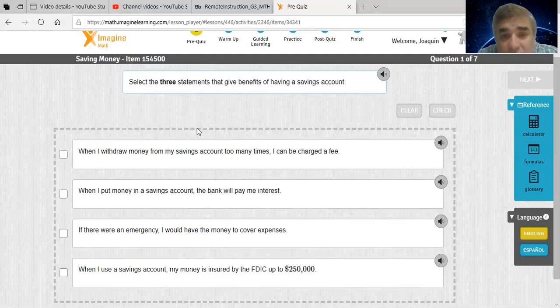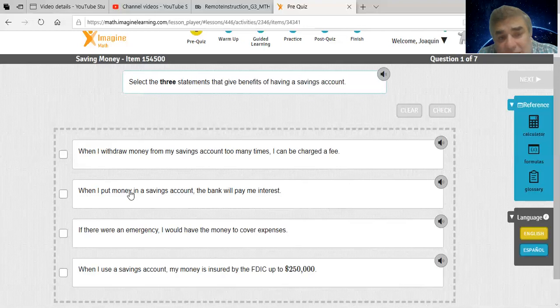Well, let's see which ones are real answers. It says select 3 statements. So 3 statements must be correct and 1 is not. Let's see. When I withdraw money from my savings account too many times, I can be charged a fee. Well, if they charge me a fee, that's not a benefit. That's not a pro. It's a con. It's something that you don't want. It's something counterproductive. So this is not a benefit. So we discount that one as a bad answer.